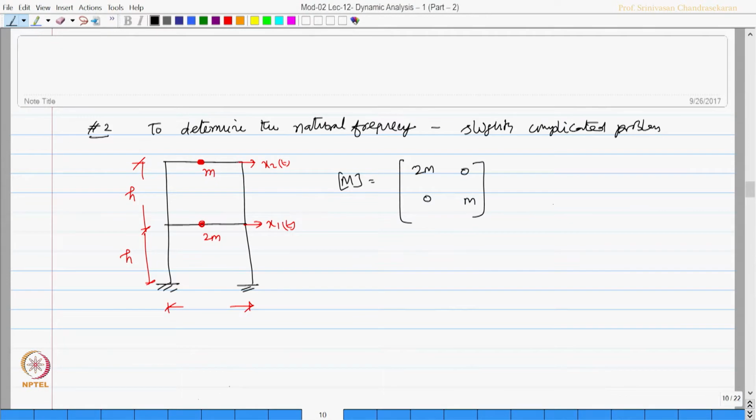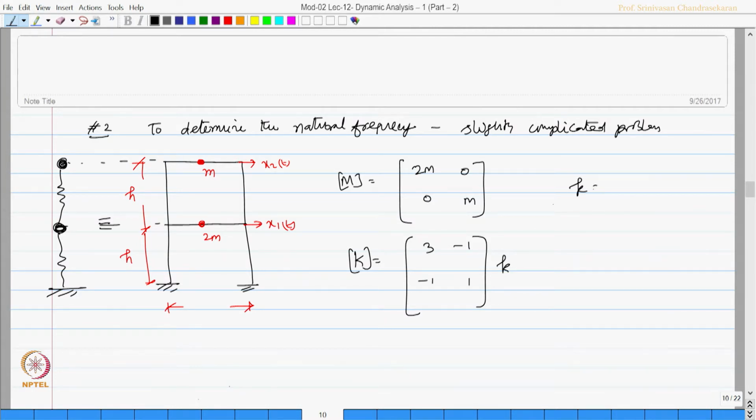So, this is an equivalent system now. The equivalent system is mass, spring, mass, spring and so on. So, the stiffness matrix when you do the equation of motion will be 3 minus 1 minus 1 1 with the multiplier of k, where k is 24 E I by h cube, because we are looking for a bending stiffness.